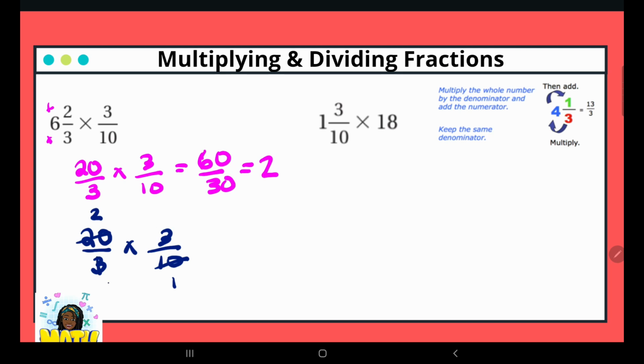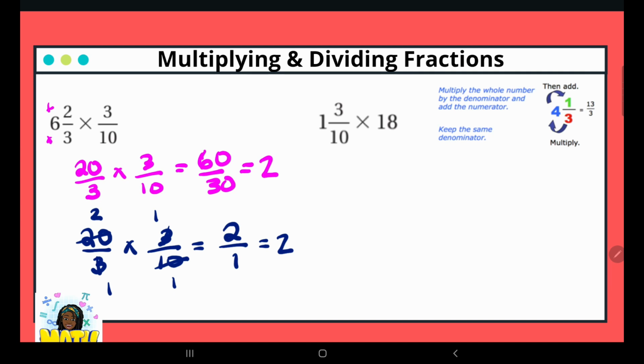3 goes into itself once, 3 goes into 3 once. Now I can go ahead and multiply. 2 times 1 is 2. 1 times 1 is 1. 2 over 1 is just 2. So if you notice, I used two different approaches, but my answer is exactly the same.